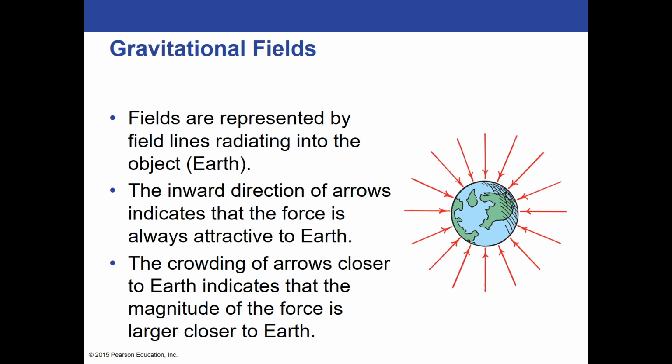So for gravity, everything is attractive. There's no anti-gravity. So all the field lines will be pointing inward toward the center of the Earth. The inward direction of the arrows indicates that the force is always attractive. The crowding of the arrows indicates that the magnitude of the force gets larger and larger.